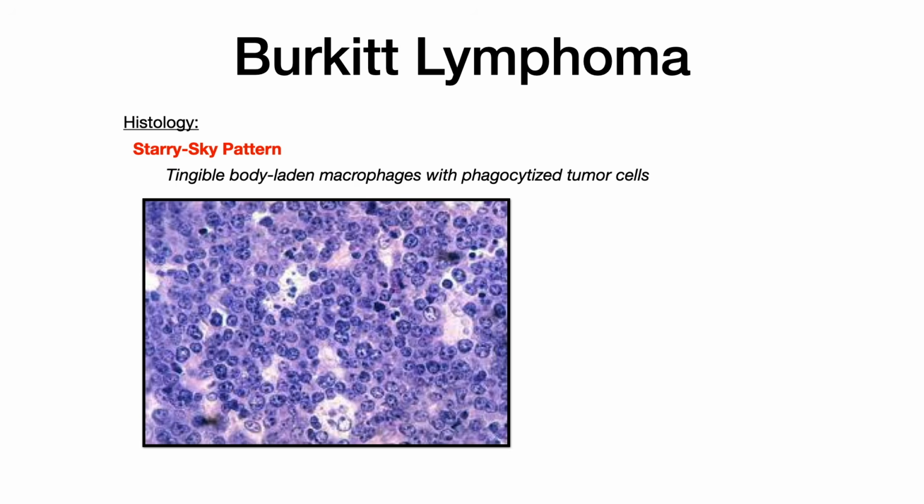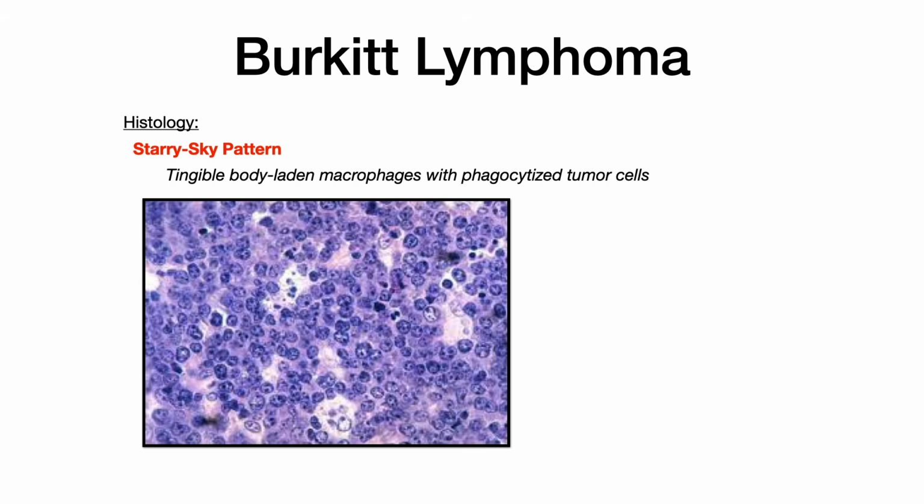Now, histologically, you're going to see something called a starry sky pattern, and this has become quite a hot buzzword. If you see starry sky, the answer is Burkitt lymphoma. Now, the description that you could see are tingible body-laden macrophages with phagocytized tumor cells that may or may not show up, but starry sky is the buzzword that gets thrown around all the time, so know that that equals Burkitt lymphoma.